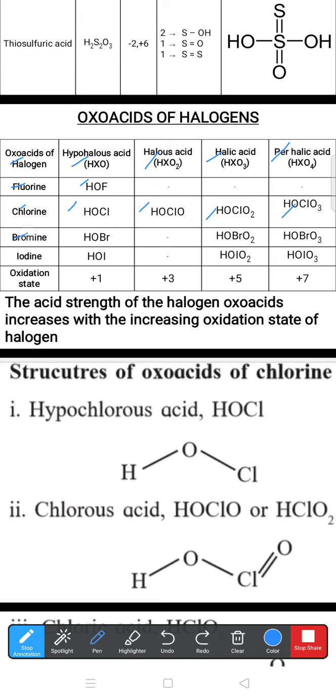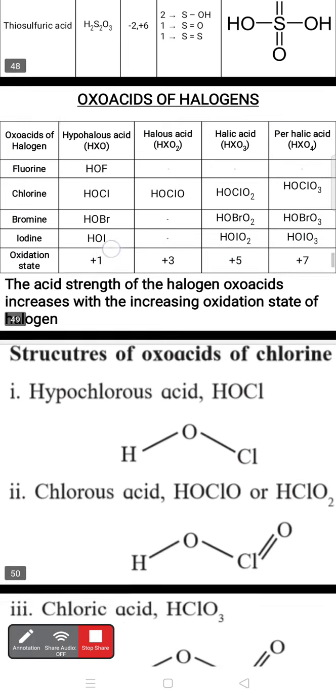Bromine, in that hypohalous acid is HOBr, halic acid is HOBrO2, and perhalic acid is HOBrO3. Iodine, HOI is the hypohalous acid. Halous acid cannot be formed. Halic acid is HOIO2, and perhalic acid is HOIO3. Oxidation states: this is +1, then +3 for halous acid, then +5 for halic acid, and +7 for perhalic acid. So in this way we can study their oxidation states also.